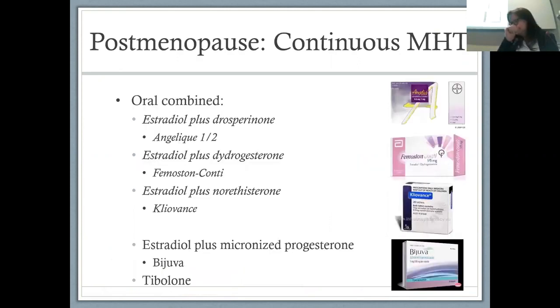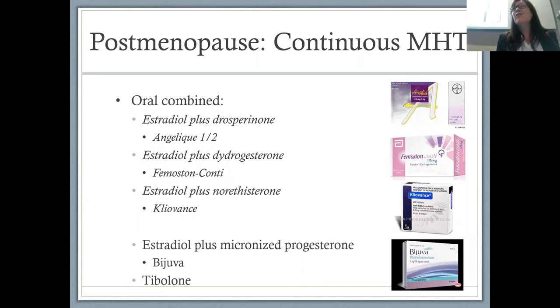Life gets a lot easier after the menopause. And we move on to continuous hormone replacement, either oral, and there are a number of combined ones such as Angelique, Famostin Conti, or Cliovance. And then there's one very new body identical treatment that you've probably started to receive little pamphlets in the mail about, and that's by Juva, which is a body identical estradiol plus a body identical Prometrium or progesterone. I suspect that's going to become quite popular. It's just come on the market in the last 3 or 4 months.